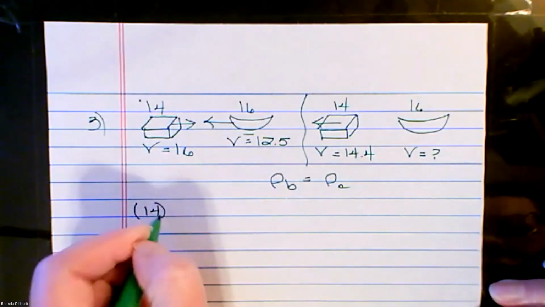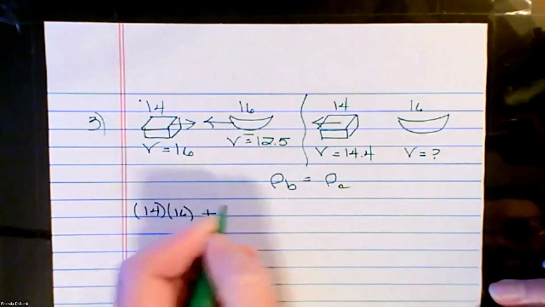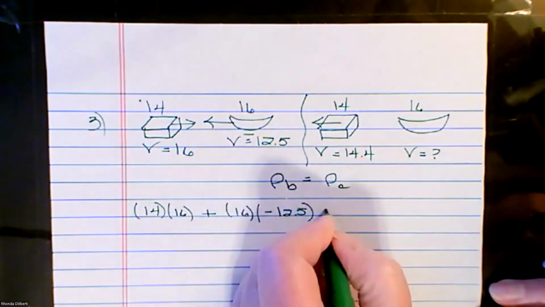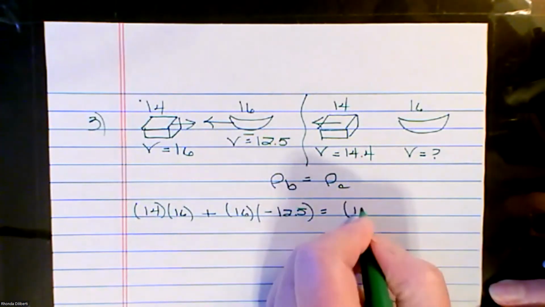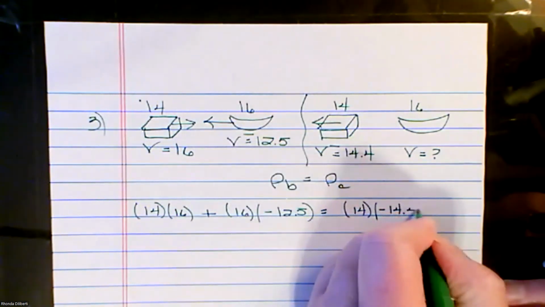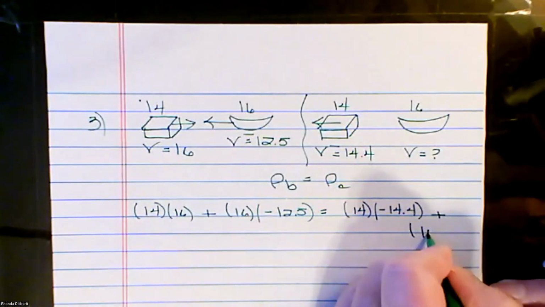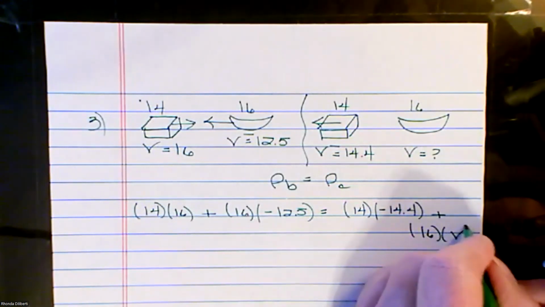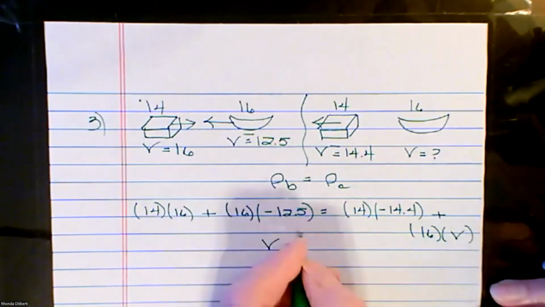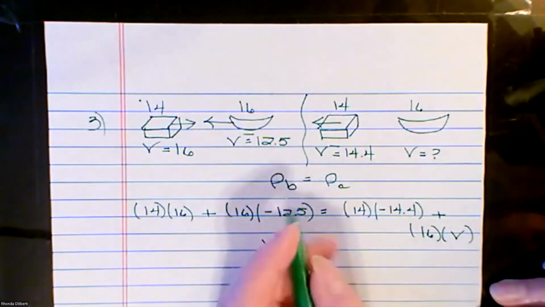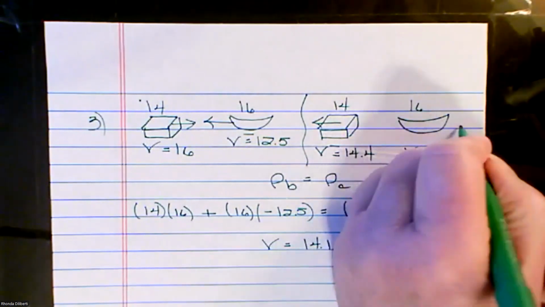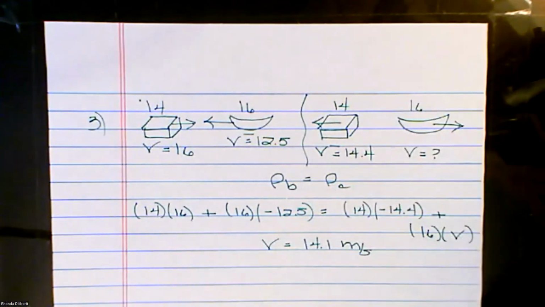So I have 14 times 16 plus 16 and a negative 12.5 equals the mass times the velocity. Whoop, this one's going left, so it's negative 14.4 plus 16, and we don't know this velocity. So we do a little bit of number crunching, and we find out that this velocity turns out to be a positive 14.1 meters per second. So that tells me that the canoe is going this way.